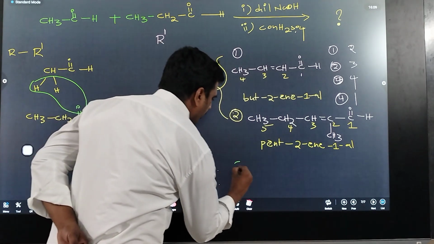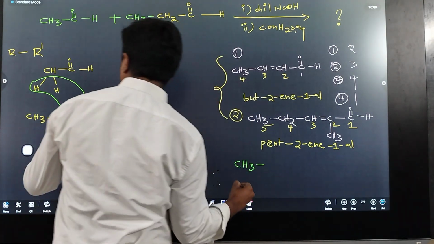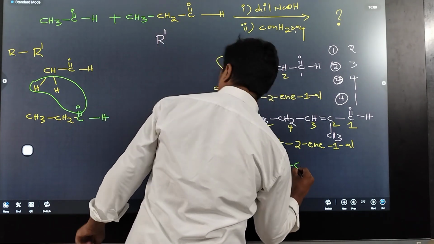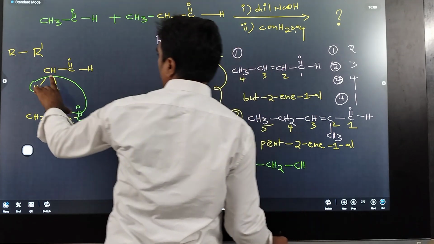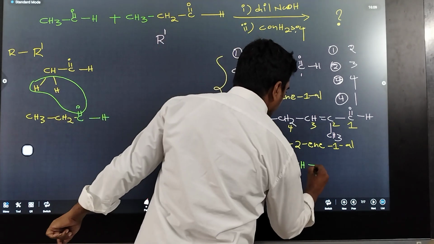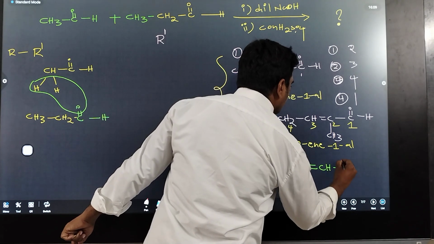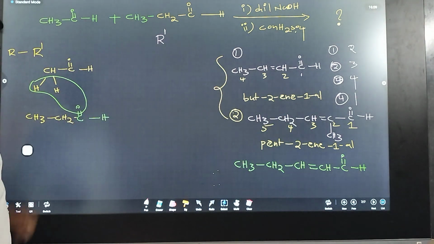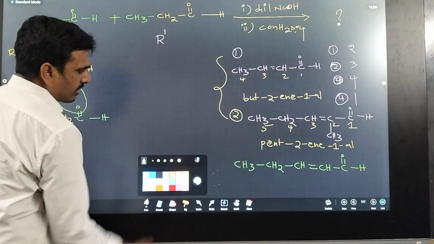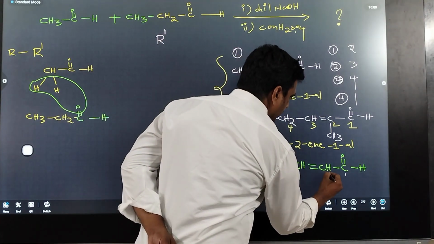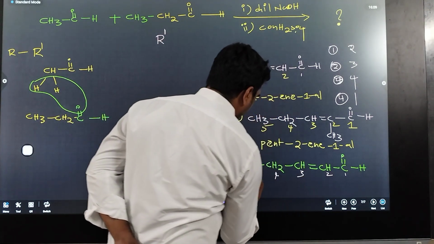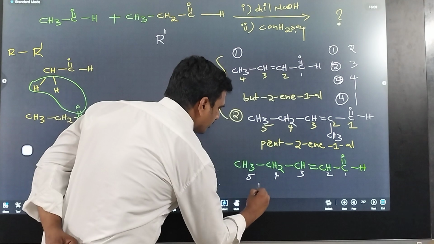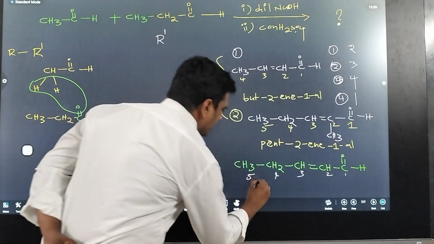So we get CH3, next CH2, next CH. Here a double bond between this carbon and this carbon, so CH and C double bond O H. This compound name is, this is the first one, second carbon, third carbon, fourth carbon, fifth carbon. So the root word is pent.